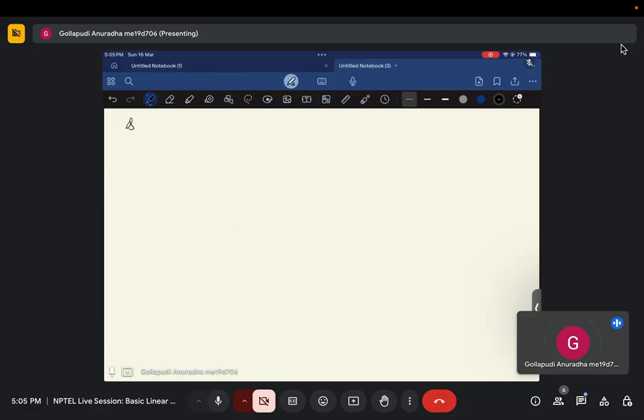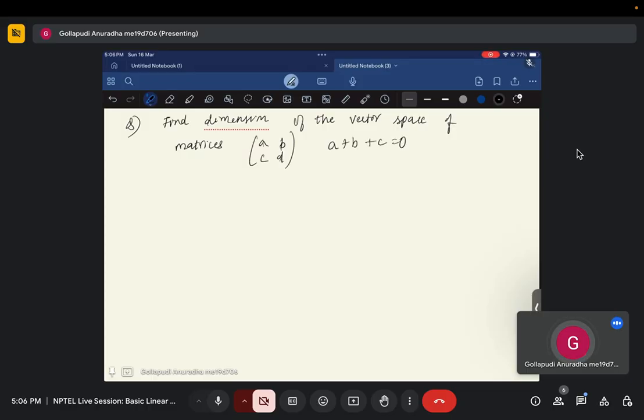Okay. So next question. Find the dimension of the vector space of matrices A, B, C, D, where A plus B plus C is equal to 0, A plus B minus C is equal to 0, and D is some real number. What is the dimension of the vector space of the matrices?